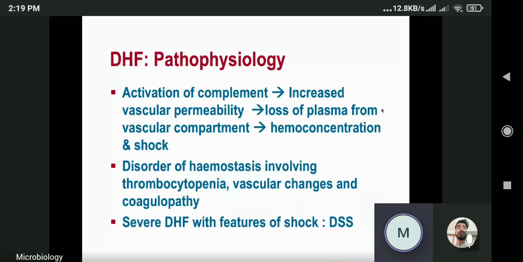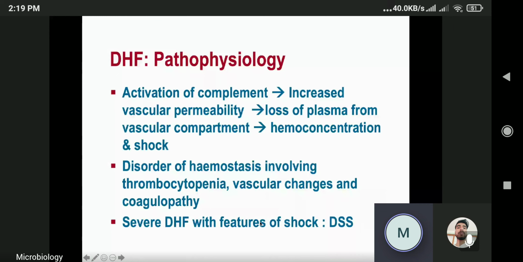Okay, and there will be aggregation of the platelets. That's why the patient will have thrombocytopenia, that is a decrease in the platelet count. There will be vascular changes, and the patient will have DIC, disseminated intravascular coagulation, or coagulopathy. Okay, and finally the patient will go into shock and finally die. Okay, this is the pathophysiology.